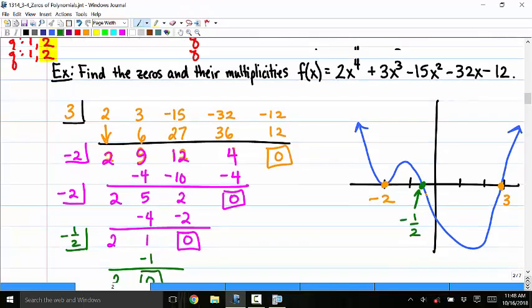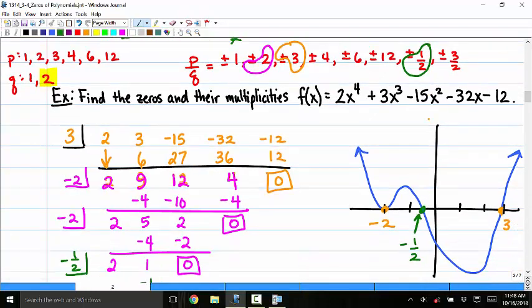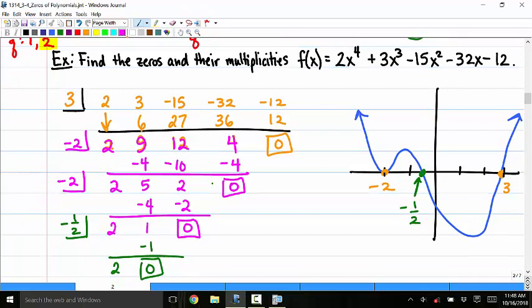Okay. Hold on just a second. Do you see that negative 1/2 is also in my list of rational zeros? All right. Why did I use the negative 2 here twice? Because it had even multiplicity. Remember what the multiplicity means?